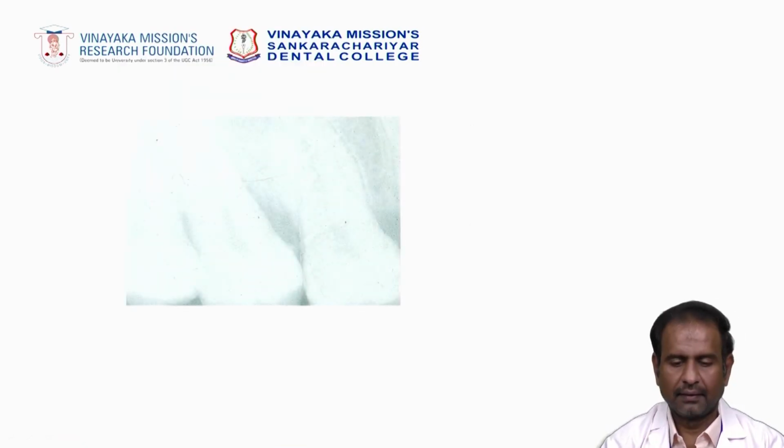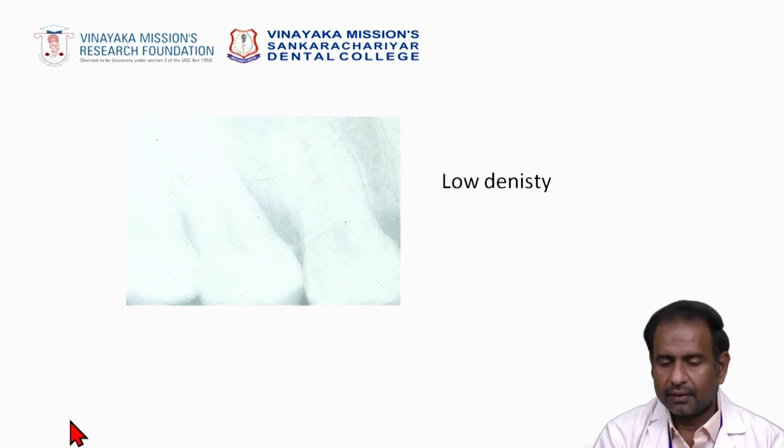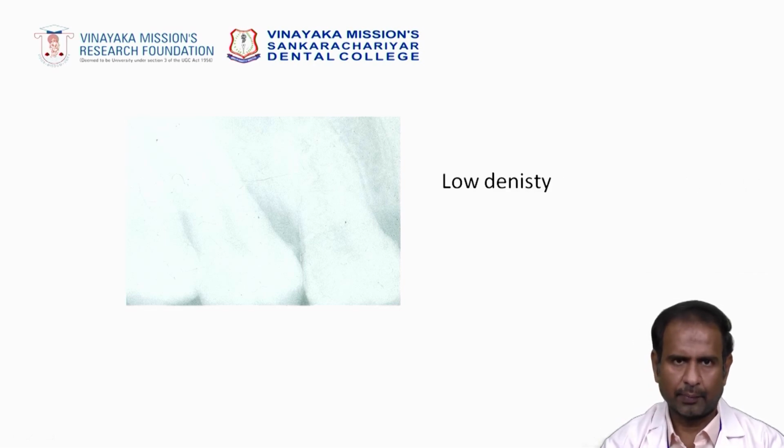Then this is lighter than normal. This image is a lighter image. There are two reasons that will cause a light image. One is reduced exposure time. 0.7 seconds is the normal time. Less than 0.7 seconds will cause a low density image or light image. Also the processing time: if we leave the film longer than normal in the fixing solution, it will cause a low density image.